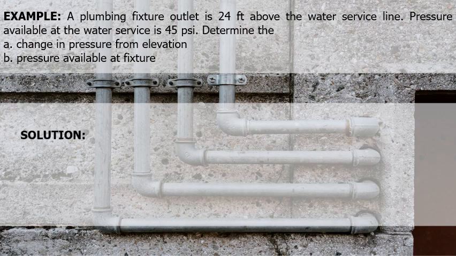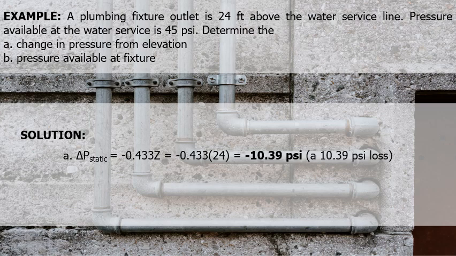First, we need to solve for the change in pressure from elevation, or simply the static head. We have two formulas for that. What are we going to use? We're going to use negative 0.433 Z because the units given in the problem are feet and psi. What is our Z? Our Z is 24 feet.